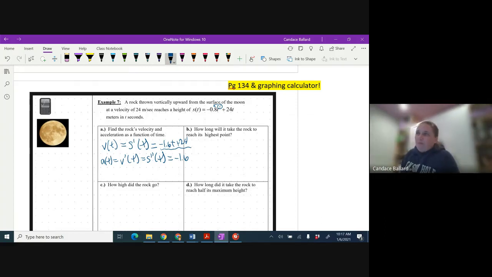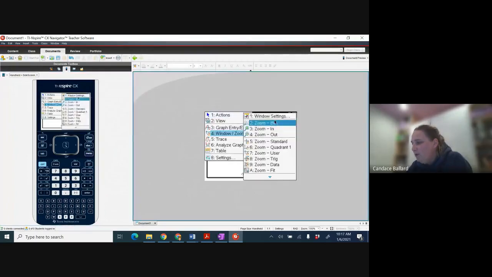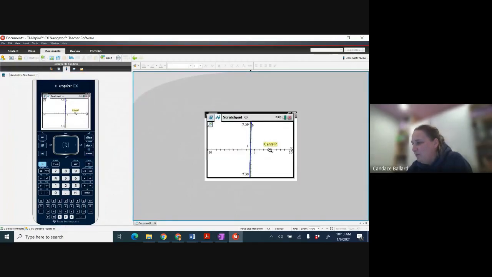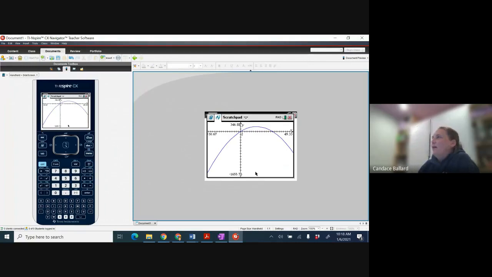All right. How long will it take the rock to reach its highest point? Okay. So let's think about the path of that rock. It is something like this, right? It's an upside down parabola because it's a negative and a squared. Even though we already put it in there, we can't really see the picture all the way. I can zoom out. Menu, window zoom. Oh, even better than zoom out: window, zoom, fit. There we go. Okay, so there's the path of the rock.